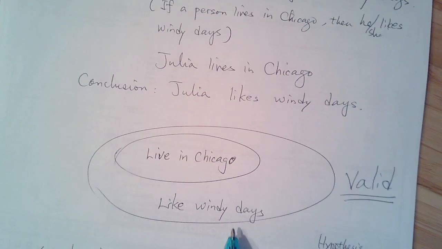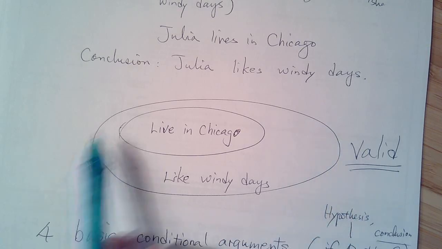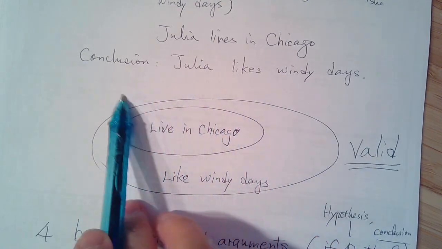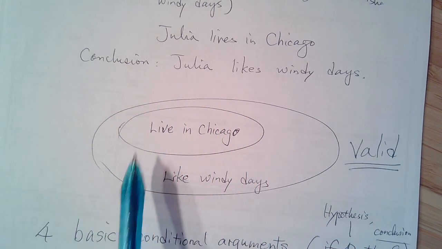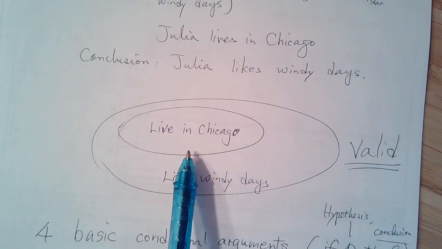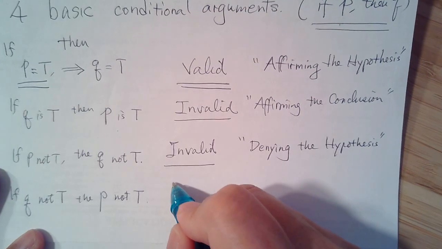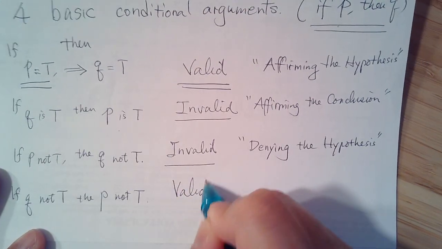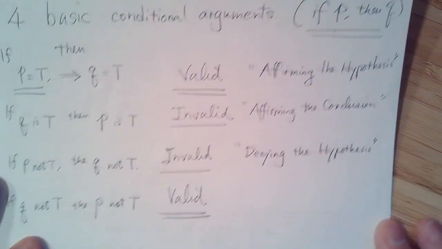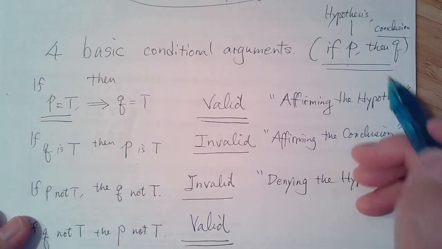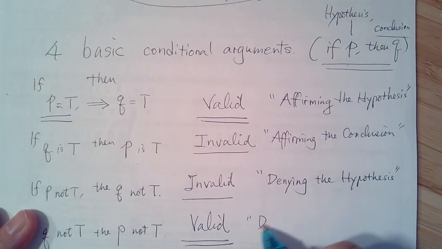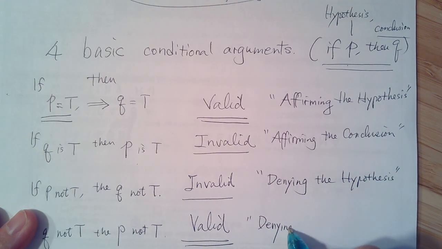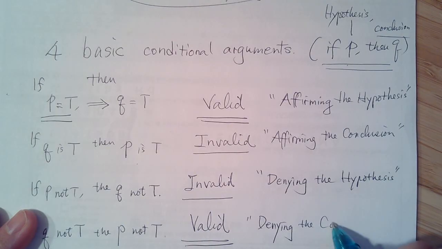If someone doesn't like windy days, means somebody is outside the big circle, someone is flying or staying outside, then he must be outside this smaller circle. True. So that's good. It's a valid argument. And you said if Q not true, so you are denying the conclusion.